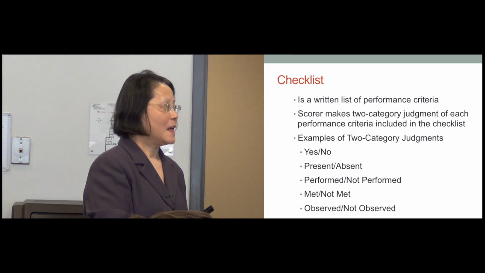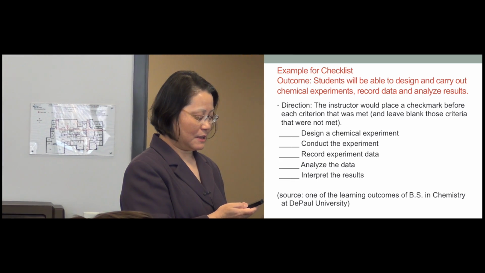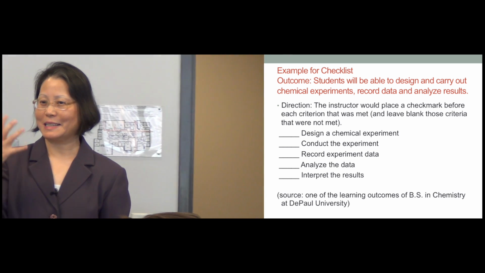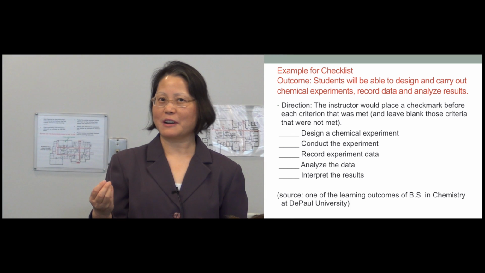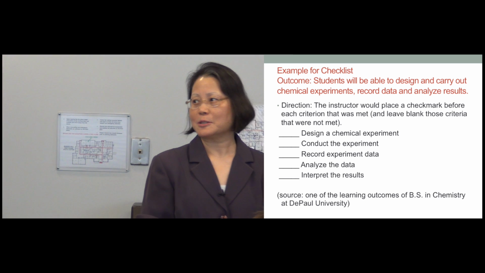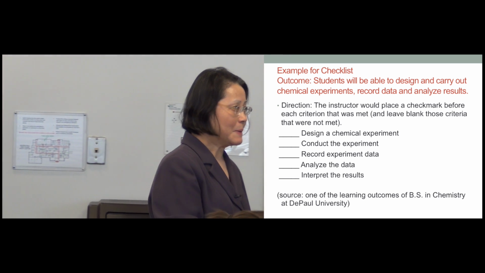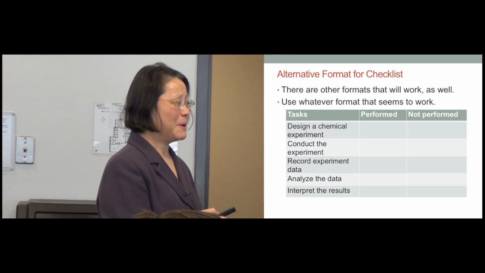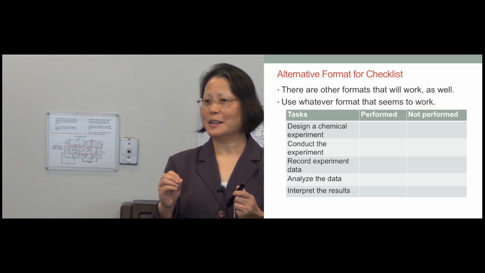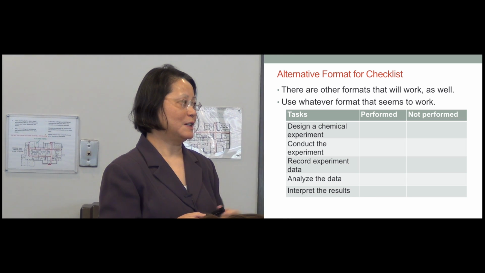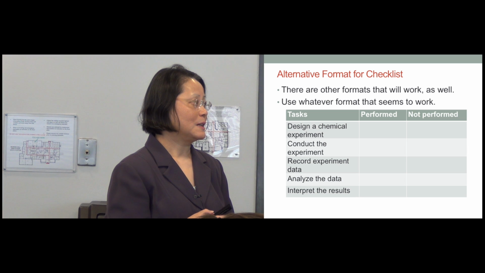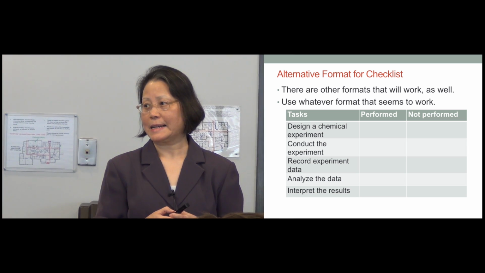A checklist is easy to develop because it has no levels. You just list a set of criteria, then make your judgment based on students' performance. There's no certain format. You can use different kinds of formats. I'll just show you another format like this. You can just say whether students performed or did not perform this task.